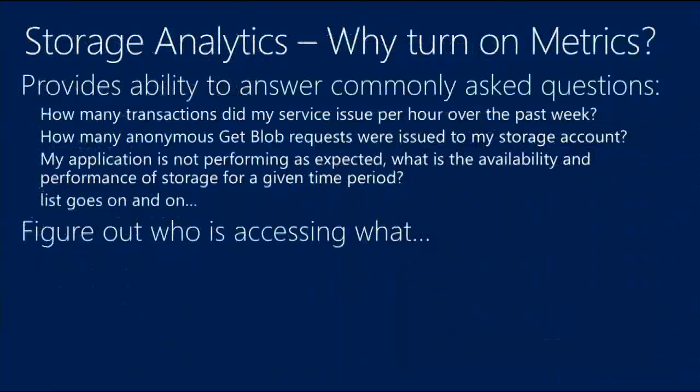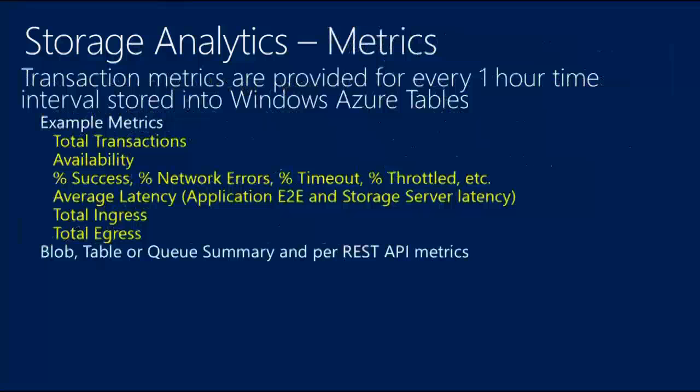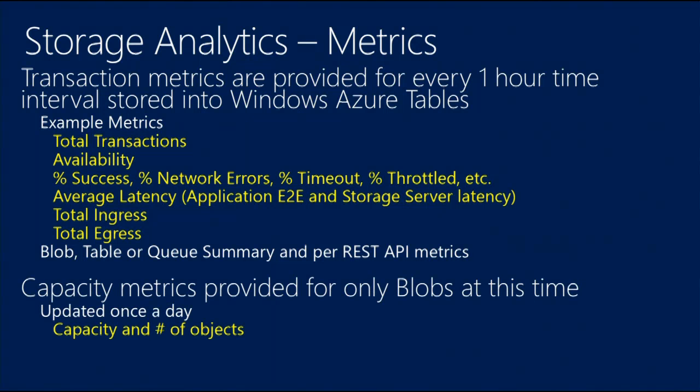So here's how you enable it in the portal. I go in there, I click the things I care about and how many days I want to keep it. Why turn on metrics? We've kind of already talked about this. Figure out who's accessing what, client IPs, things like that. So here's just some example about metrics, what's logged. We'll skip through this. You can download the slides and look at all the information. Total ingress, total egress, latencies, percentage success.